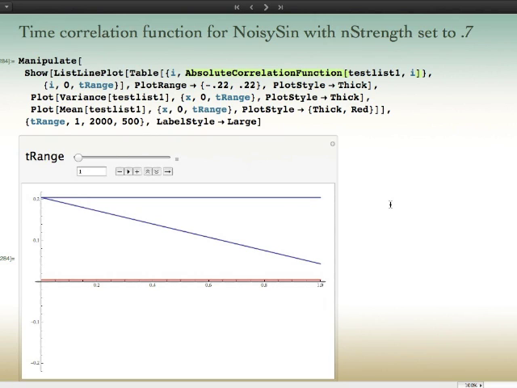Okay, so looking at our time correlation function for noisy sine with n strength 0.7, what I have shown here is this top blue line is the variance of our 2000 measurements, and the red line here is the mean.